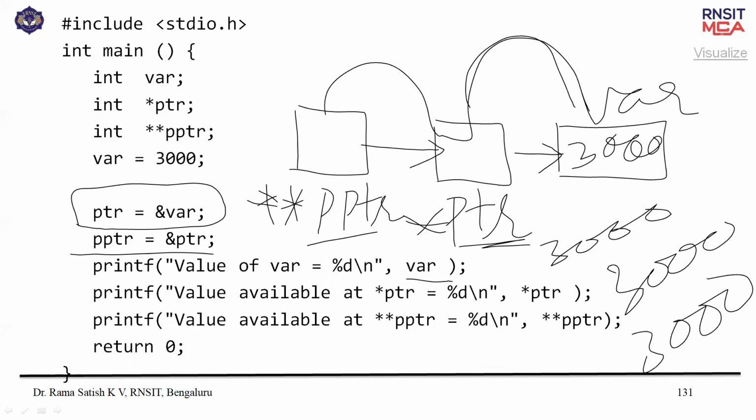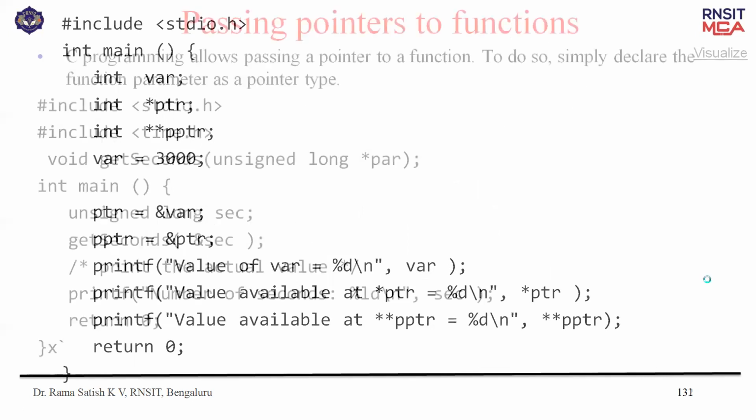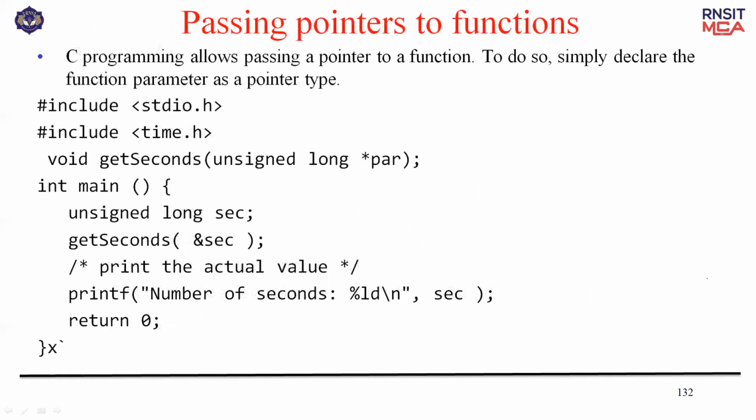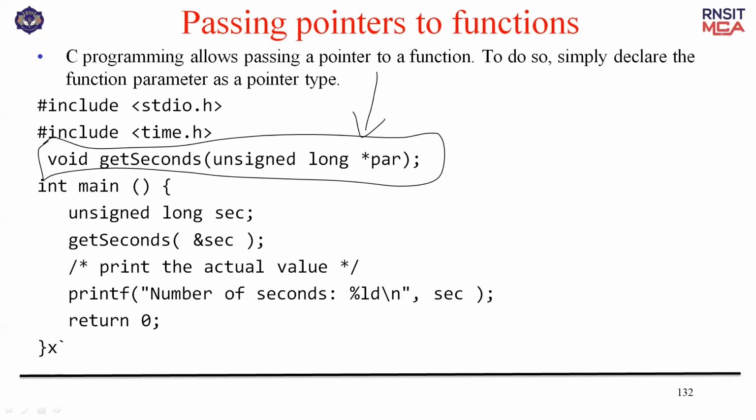So this is how the entire pointer to pointer program works. Next, pointer to a function, very, very important. So what is it that you're trying to do? You have declared a function here. This is get seconds. It will give you some seconds, and it will take a pointer value.